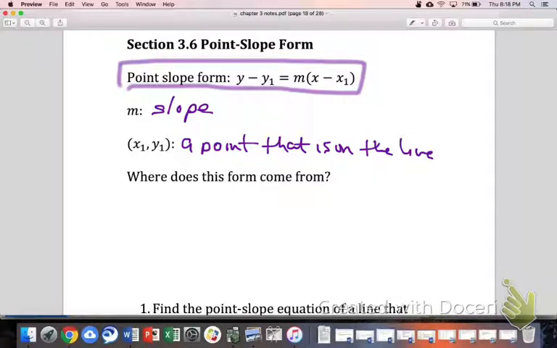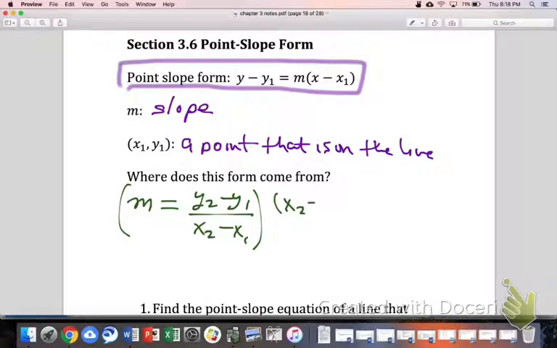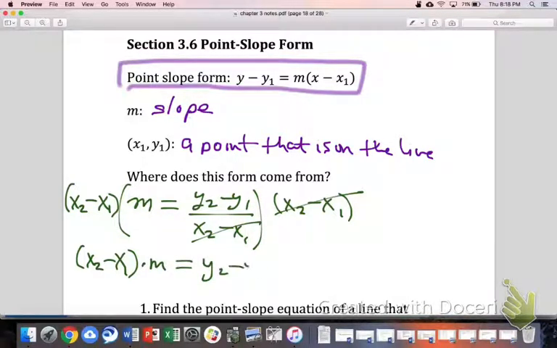And let's talk about where this comes from. If we remember back to the slope formula, maybe you remember m is equal to y2 minus y1 over x2 minus x1. If I were to multiply both sides by the denominator on the right, so if I were to multiply by x2 minus x1, and multiply the left side by the same thing, let's think about what would happen. Wouldn't this cancel over here? And I would just end up with x2 minus x1 times m is equal to y2 minus y1.